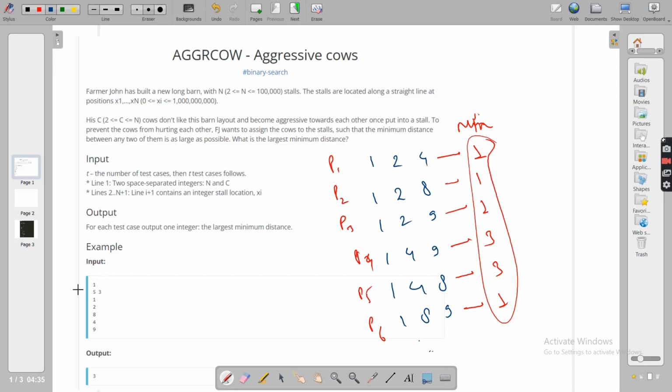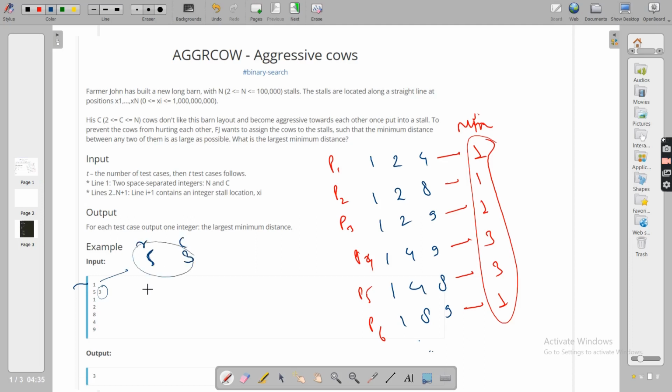So here this is your test case, let's say, 5 and 3. You are given some stalls. What do I mean by that? One barn will be having n stalls. So here you are having 5 stalls, which means these are rooms where you can keep cows. We are given 5 rooms where you can keep c number of cows. So consider them as rooms, and in these 5 rooms you have to keep 3 cows.